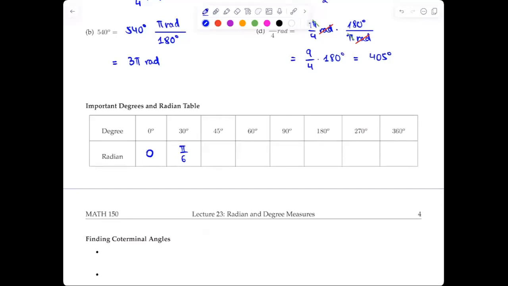Pi over 6. 45-degree is pi over 4. Yes. What about 60-degree angle? Pi over 3. What about 90-degree angle? Pi over 2. 180-degree, pi. 270-degree, 3 pi over 2. And then 360-degree is 2 pi. Again, you're going to encounter these angles over and over again.